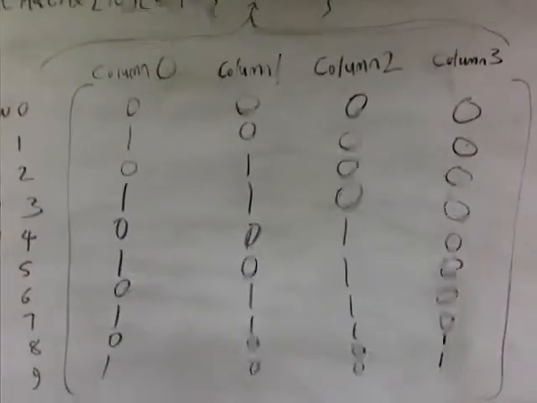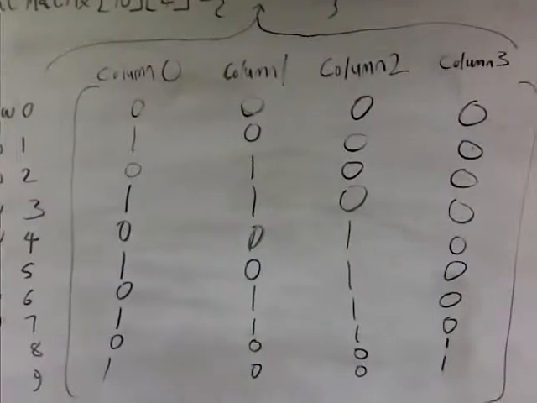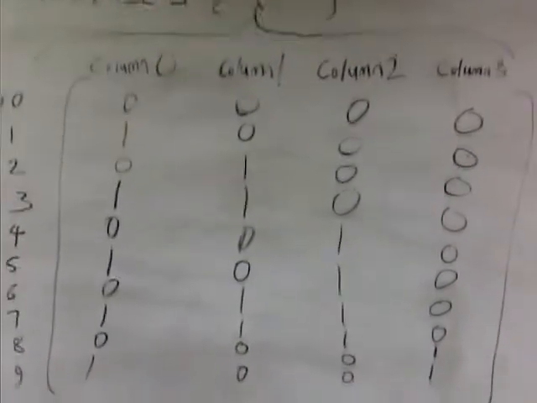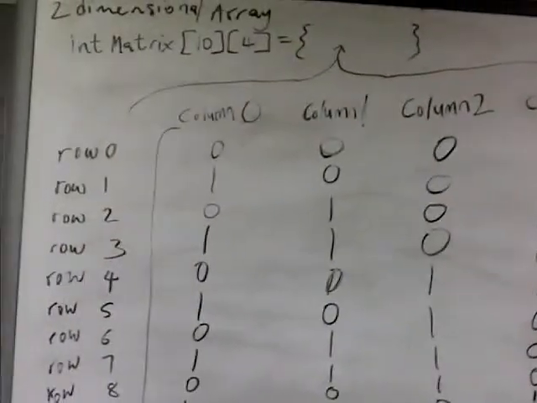And then the columns. Column 0 means pin 0. Column 1 means pin 1. Column 2 means pin 2. Column 3 means pin 3. And I created them in a 10 by 4 matrix. Then I use a loop.